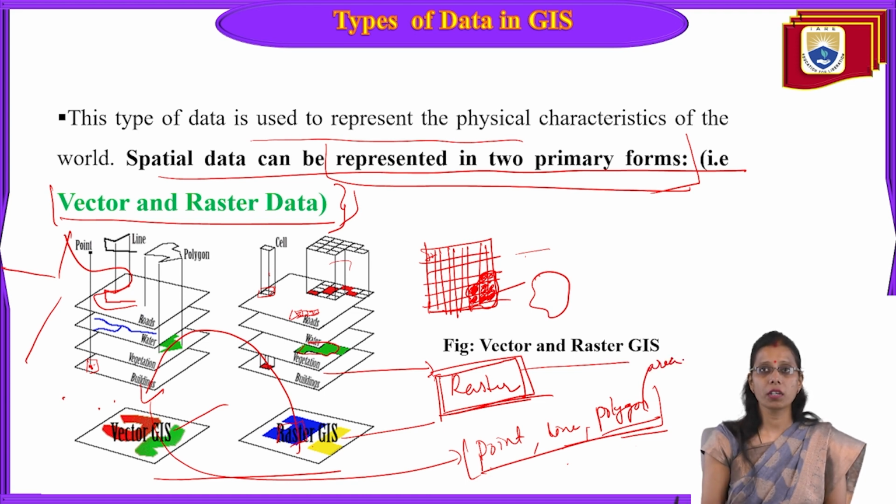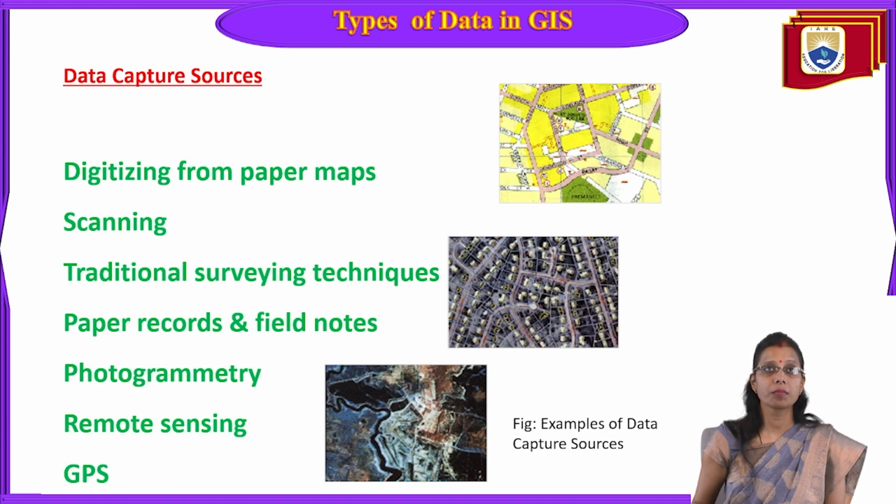So the whole information which is displayed in the form of point, line, and polygon is called vector, and the whole information which is displayed in the form of a grid format is known as raster. In normal terms, we can say that raster is the display of the real world in the form of grid formats, and vector is the display of the real world in the form of point, line, and polygon. So this is the difference. These two are the spatial data.